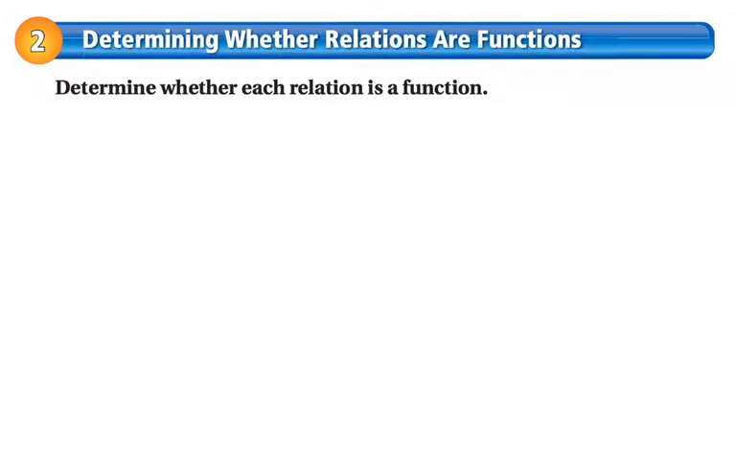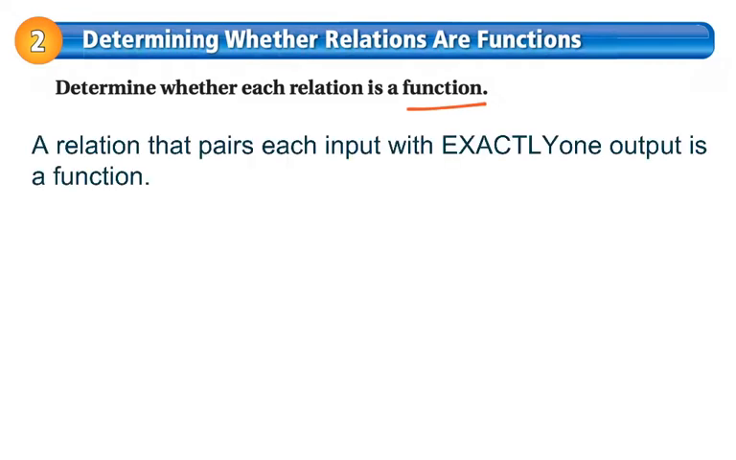In example 2, our job is going to be to determine whether relations are functions. So we're going to need to define what a function is, since you are now familiar with relations. A relation that pairs each input with exactly one output is a function, and that's how we describe that. So what that means is that when you guys look at input and output tables, we're going to make sure that every input matches with only one output. The opposite is not important. Outputs can be matched with however many inputs, but the opposite cannot be true.